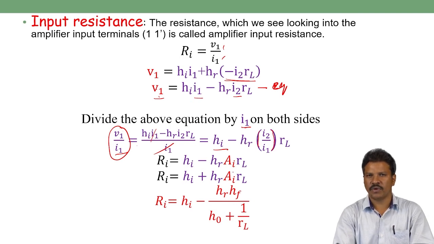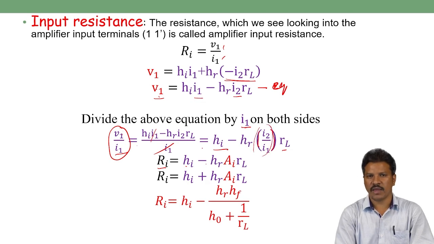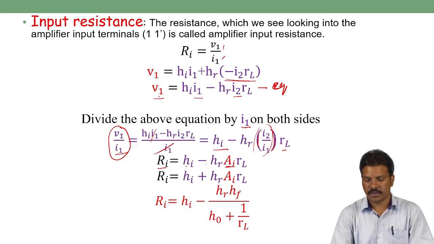Take in bracket so that we can define I2 by I1 as a current gain into RL. So Ri is equal to V1 by I1, which is nothing but Ri is equal to Hi minus Hr into the ratio of I2 by I1, which is represented as current gain. Already we calculated this in the previous slide. So Ai into RL.